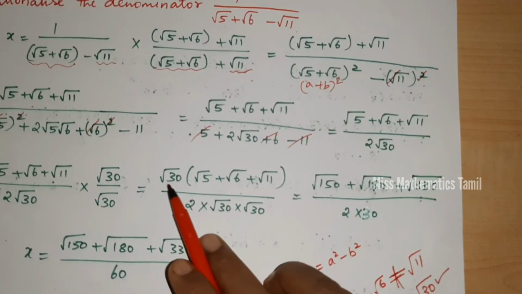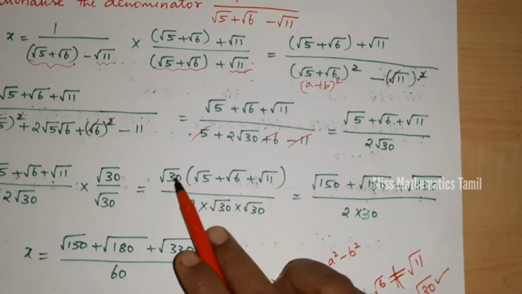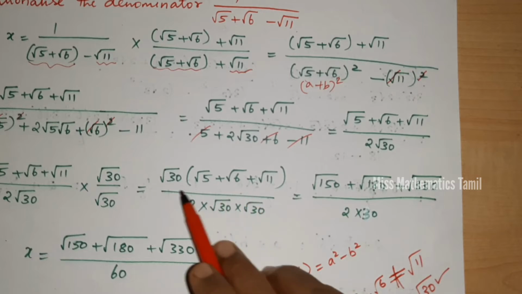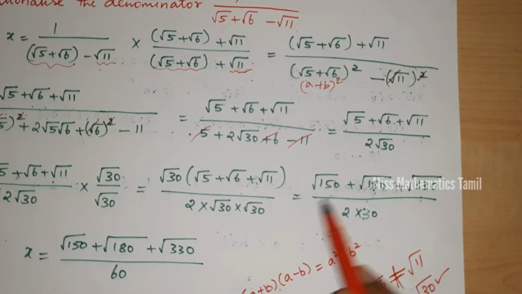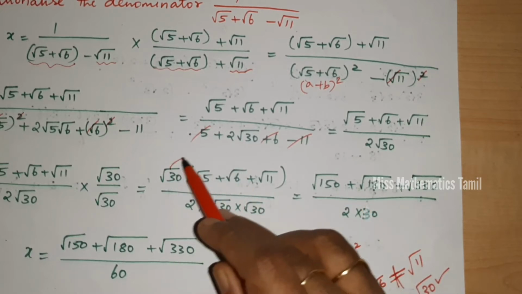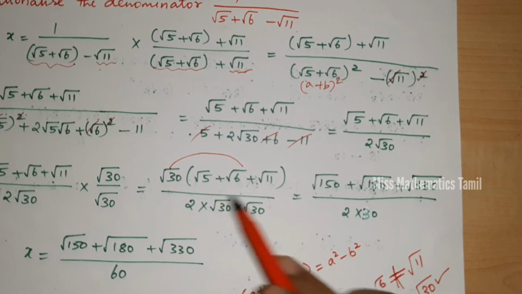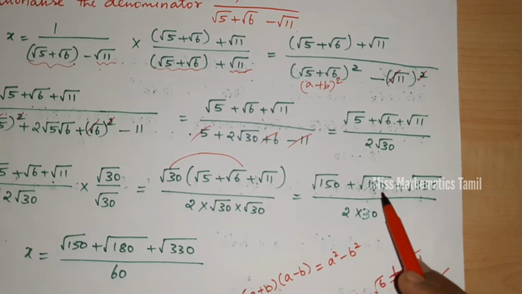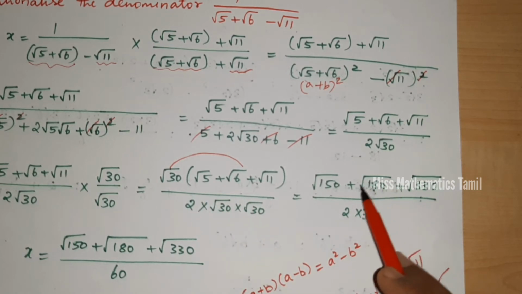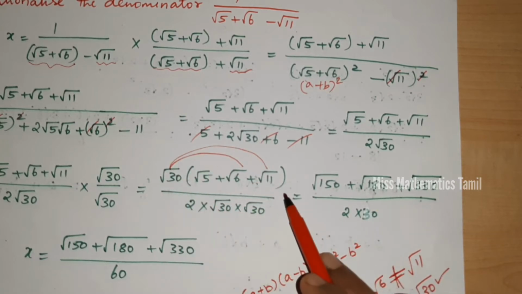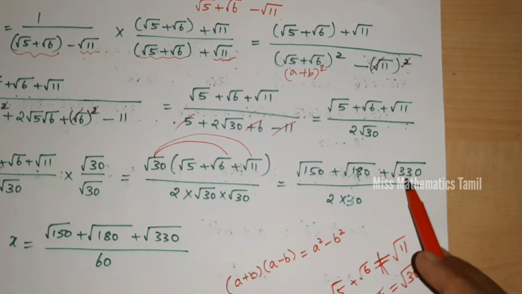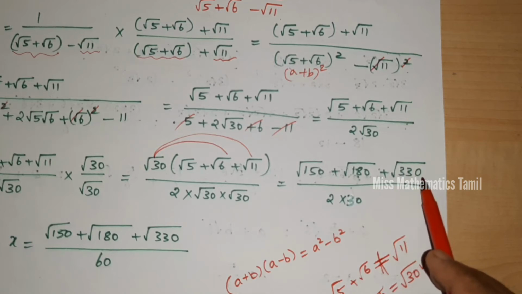Right? See here root 30 into root 5. Bracket means what? Multiplication. So root 30 into root 5, 30 into 5, 150. Plus root 30 into root 6, how much? 180. Okay, under root, root 180. Next, root 30 into 11. So, root 330.